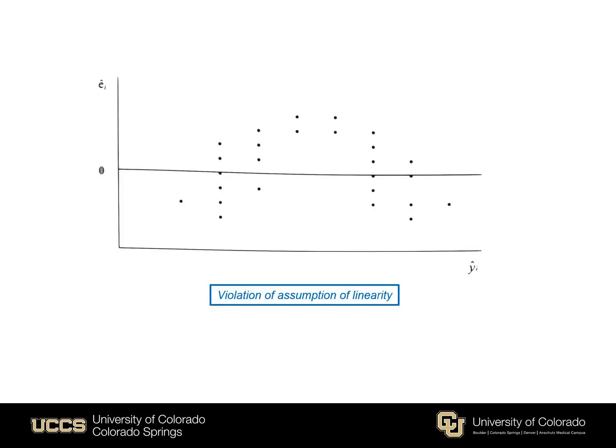And now that we've seen an example where the assumptions of regression around the residuals were generally met, let's look at a few examples that are clear violations. On this slide, we see a clear violation of the assumption of linearity.